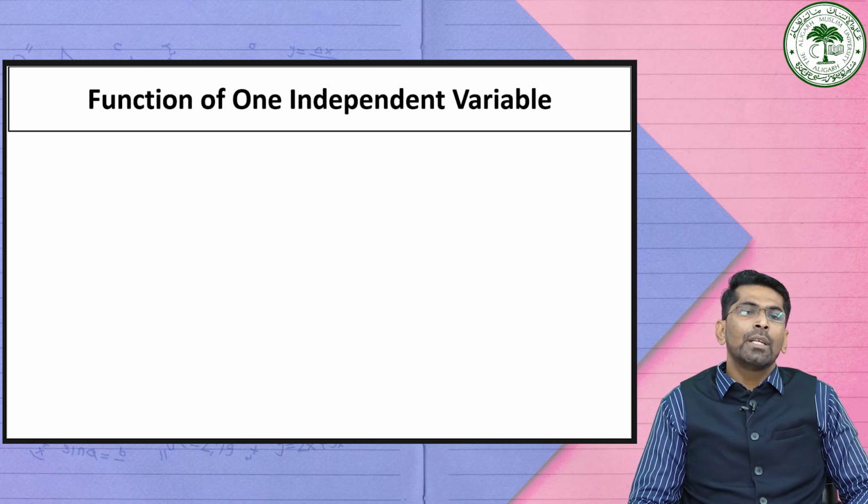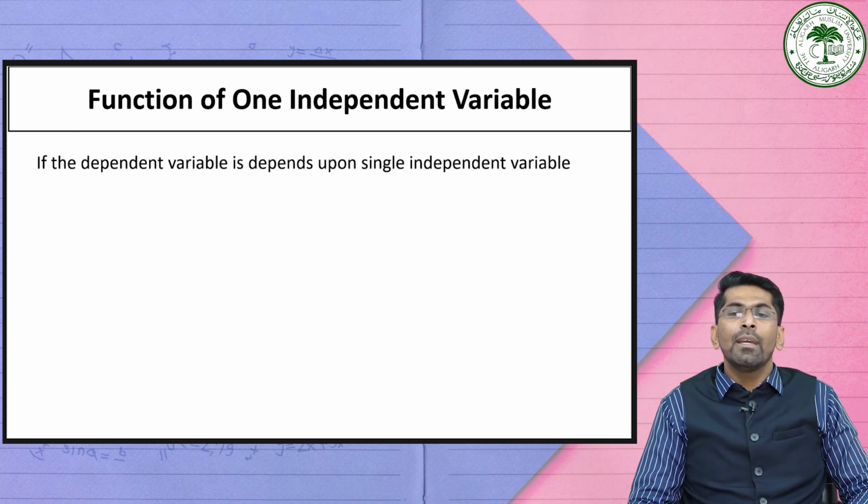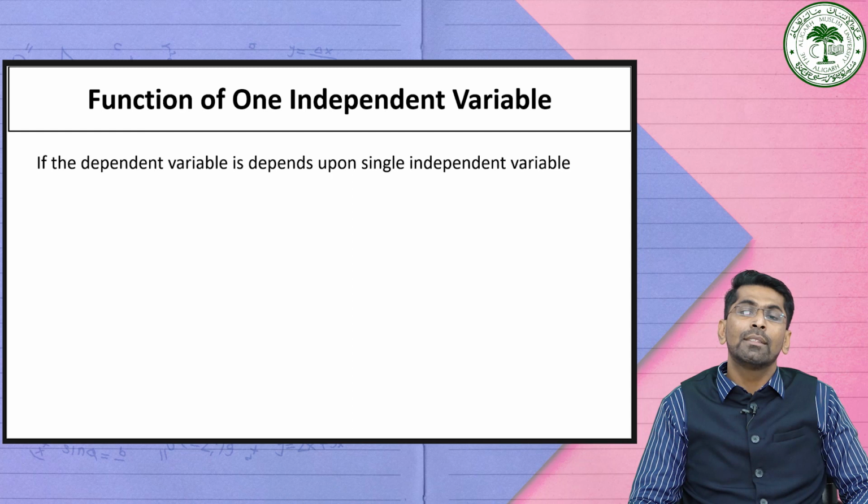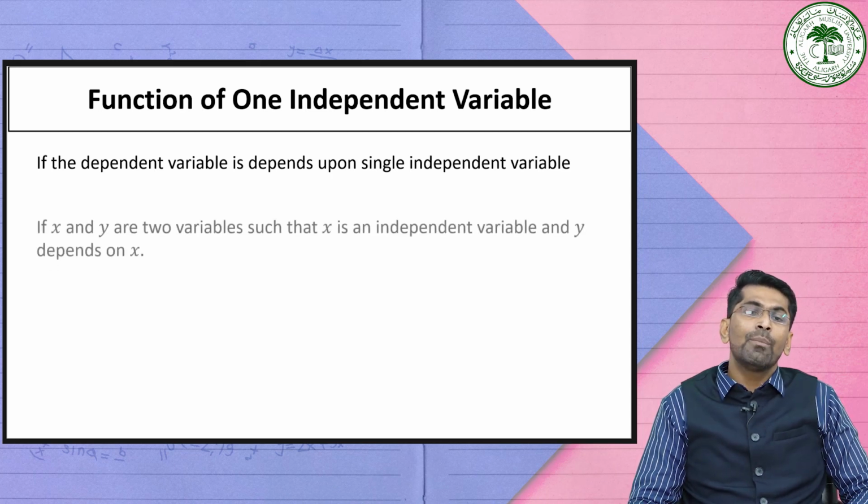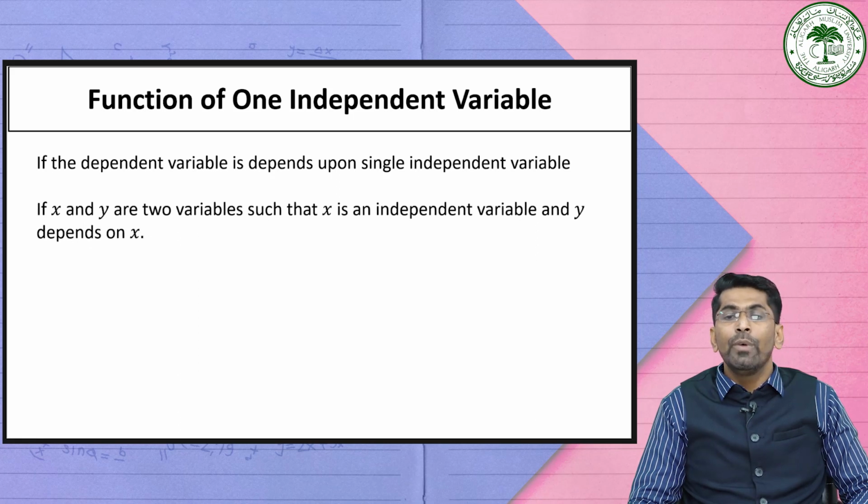Now we have another type of function, which is known as a function of one independent variable. If the dependent variable depends on a single independent variable, then this type of relation is known as a function with one independent variable. For example, if x and y are two variables such that x is an independent variable and y depends upon x, then we can say that y is a function of x.